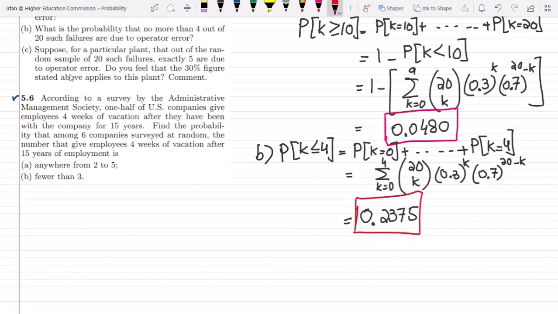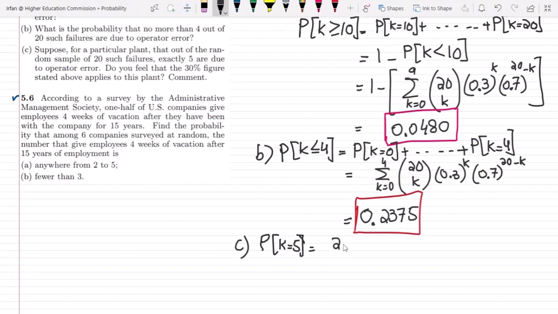In part C, we have to find that suppose for a particular plant, out of a random sample of 20 such failures, exactly 5 are due to operator error. So let us first find the probability that exactly 5 are due to operator error, and after that we have to see whether the 30% figure stated above applies to this plant or not. So here again, we use the probability that k is equal to 5.